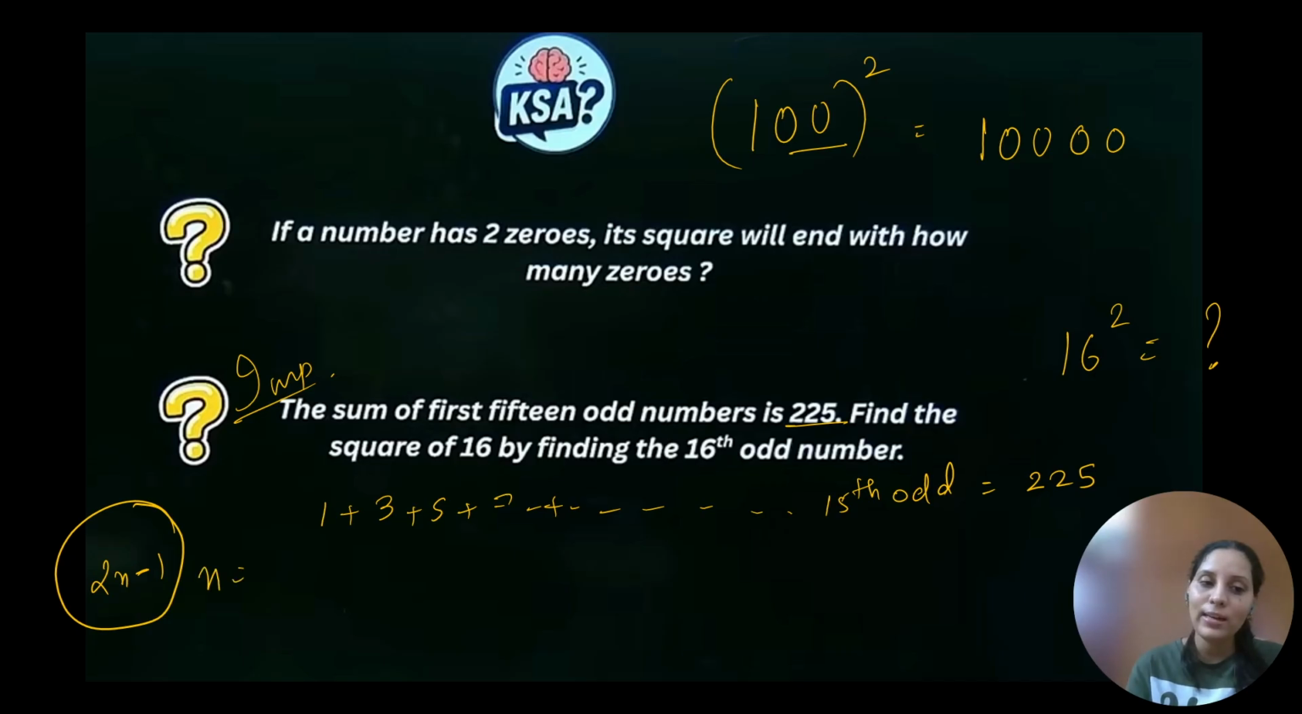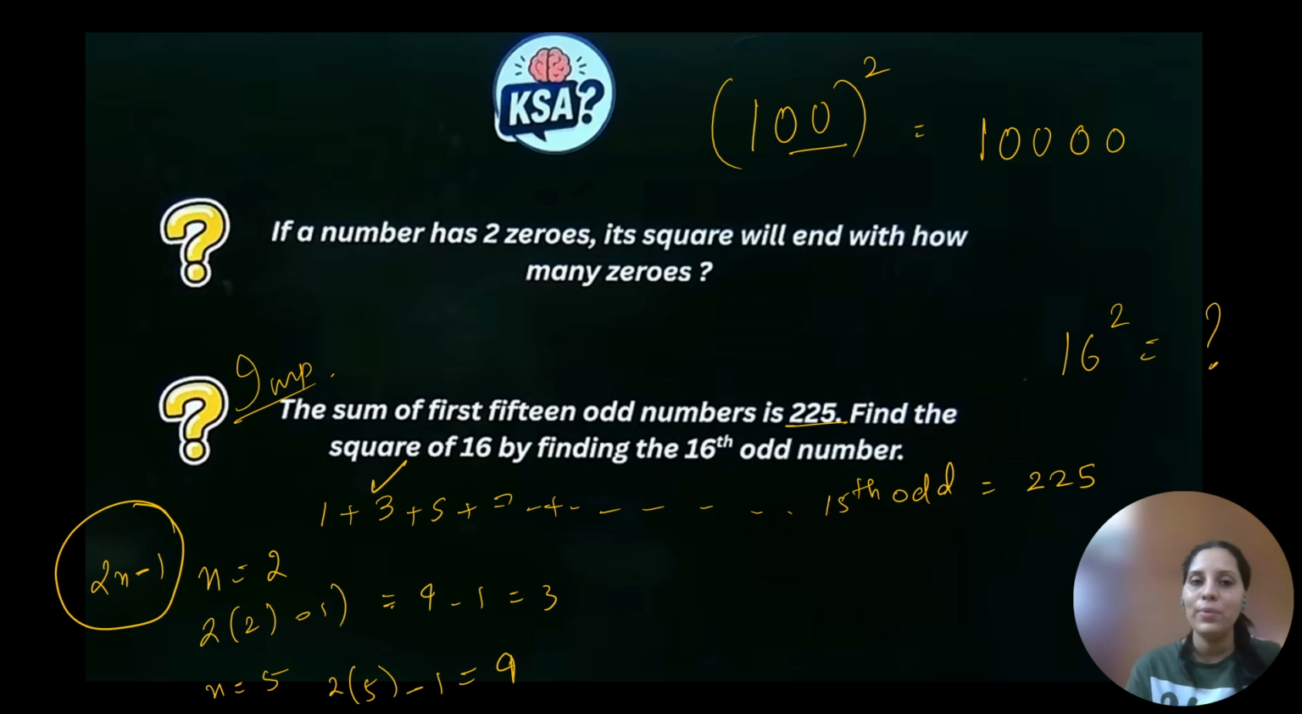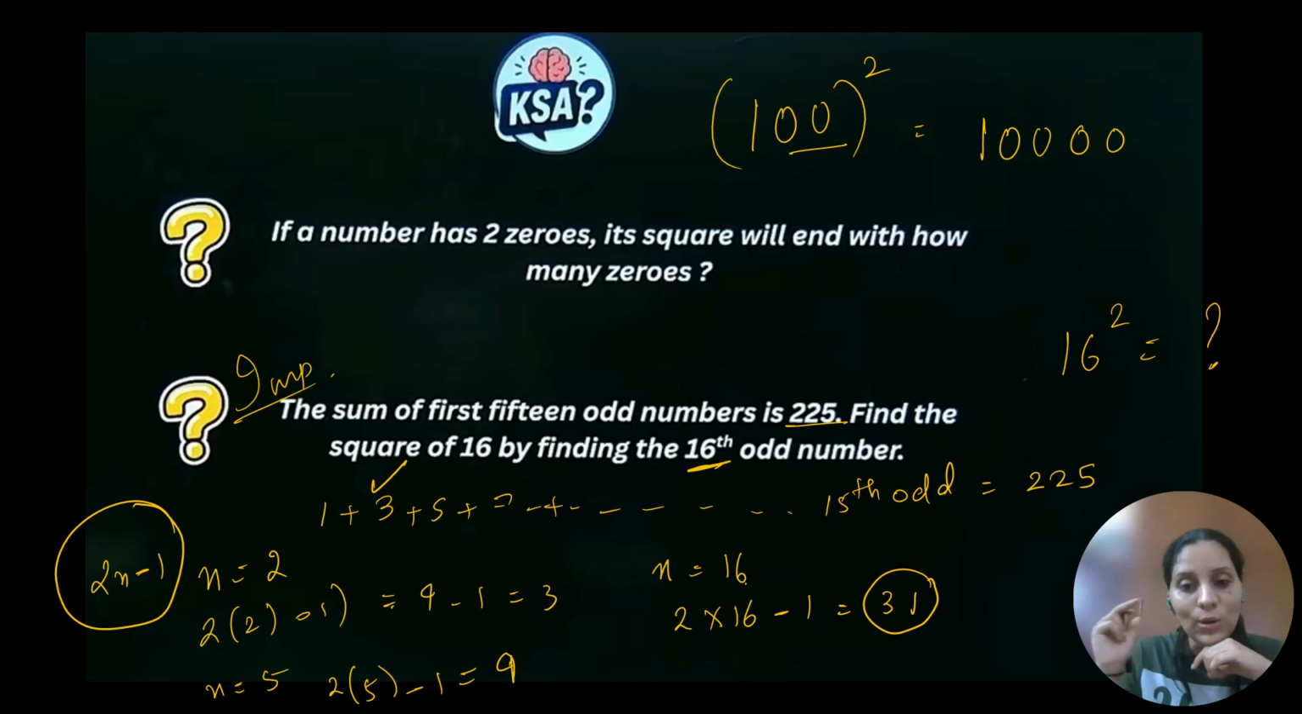Now, for example, if I want to find the second odd number, n is 2, 2 into 2 minus 1, 4 minus 1, which is 3. See, if n is 5, 2 into 5 minus 1, 10 minus 1 is 9. See, this is the fifth odd number. Similarly, I want to find the 16th odd number. So n will be 16. So 2 into 16 minus 1, which is 31. So the 16th odd number is 31. Now, how do I find my 16th square?